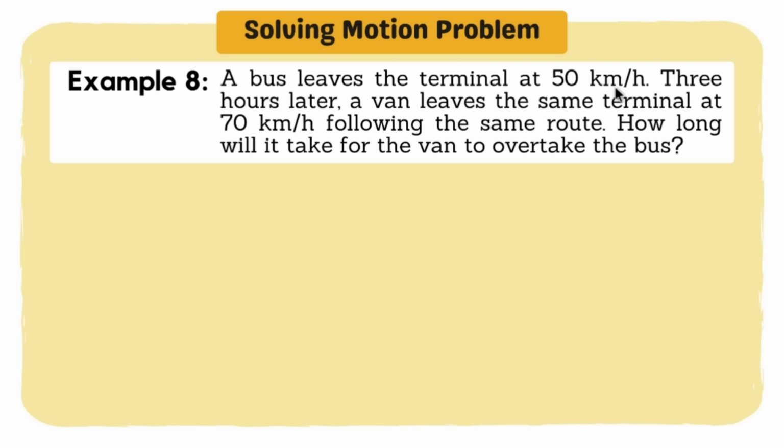And then sumunod po yung van after 3 hours. Ano po yung speed niya? It's 70 kilometers per hour. So, ilang oras bago ma-overtake nung van yung bus na nauna. Okay, so let's have the solution.